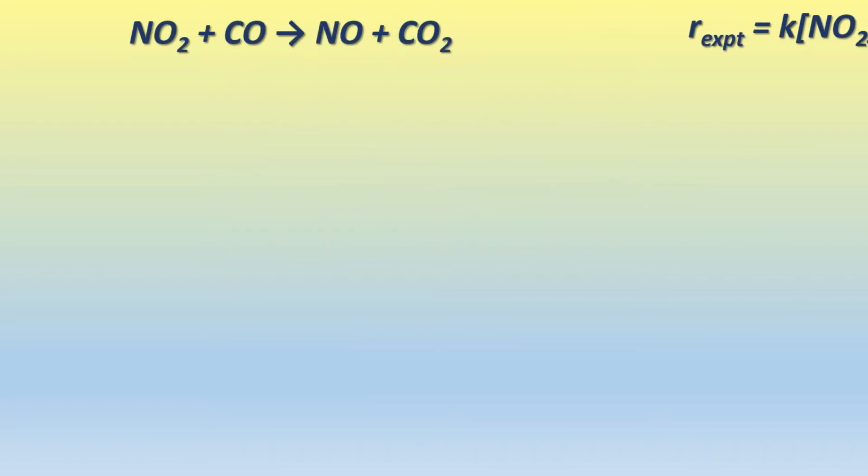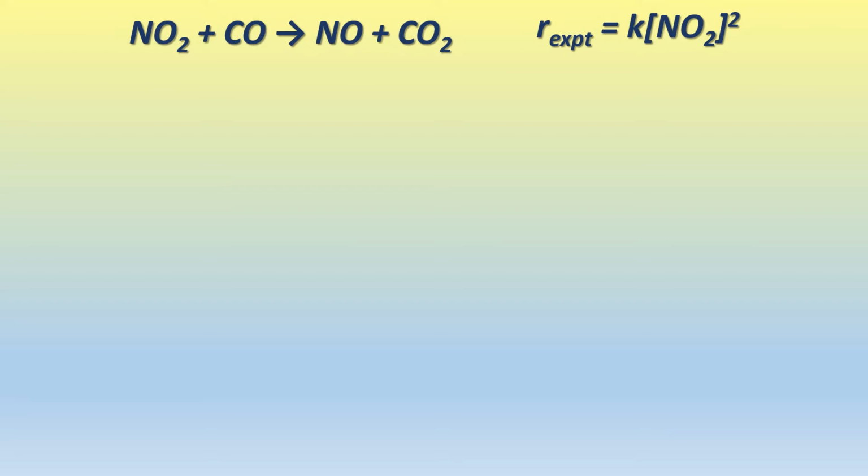Take the reaction which we've seen before. NO2 plus CO goes to NO plus CO2. Experimentally, this reaction has been found to be second order in NO2, but totally independent of the amount of the other reactant, carbon monoxide. Since it's obvious that you need carbon monoxide for this reaction to occur, the question is, why doesn't the rate depend upon it?